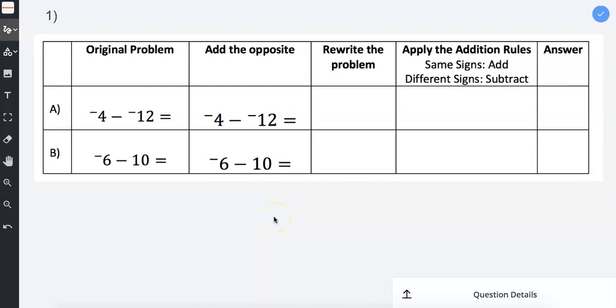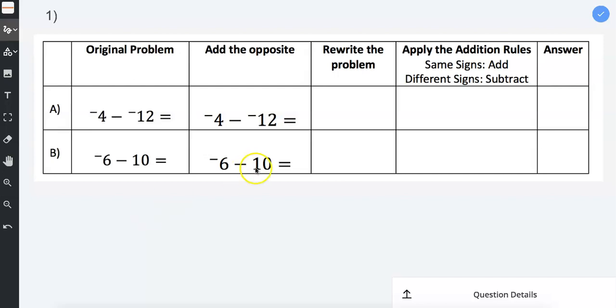Today's work is similar to yesterday's work in that we're going to be changing subtraction to addition. The difference between yesterday's tables and today's tables is that not every problem is the same type of problem in the whole set. So you'll get over here and sometimes you'll have different signs, sometimes you'll have same signs. So they're not all the same problem.